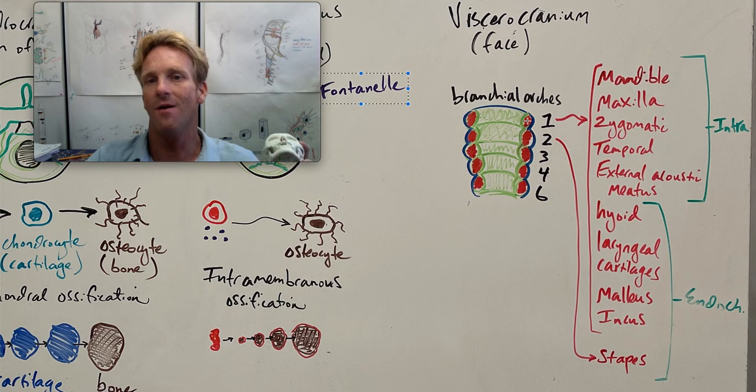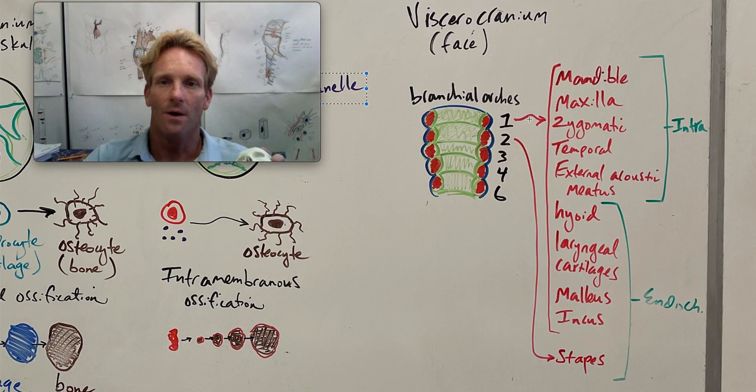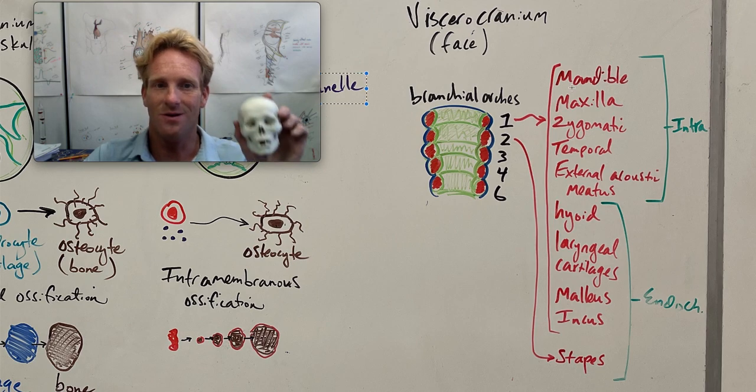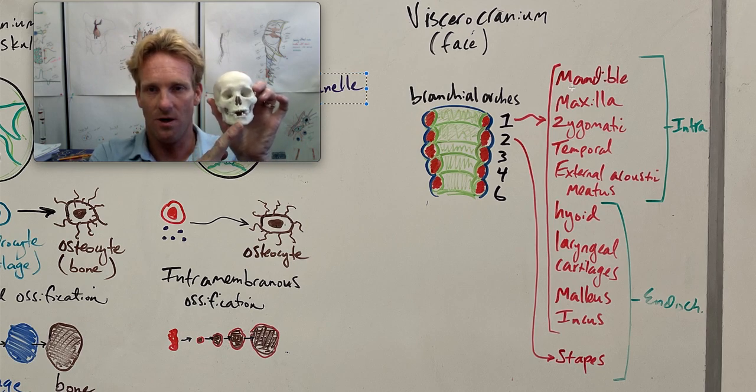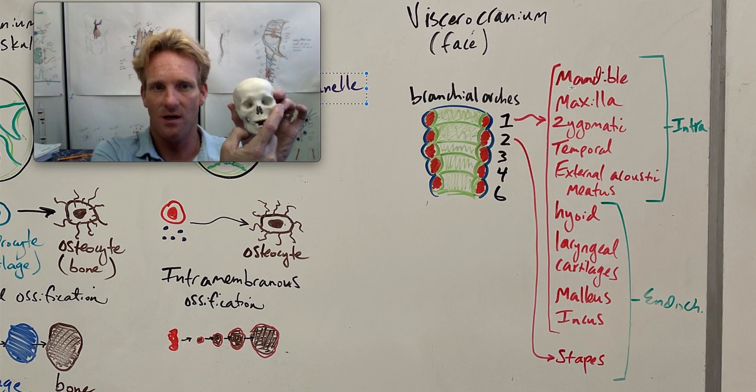Green, you have endoderm. Red, you have mesoderm. And then blue, you have the ectoderm. Well, the red mesoderm that makes up the branchial arches, that's what is going to develop into the major bones of the face. Specifically, branchial arch number 1 is going to develop into the mandible, which is the lower jawbone. It's going to develop into the maxilla, which is the bone of the upper jaw. The zygomatic, which is the bone of the cheek here.